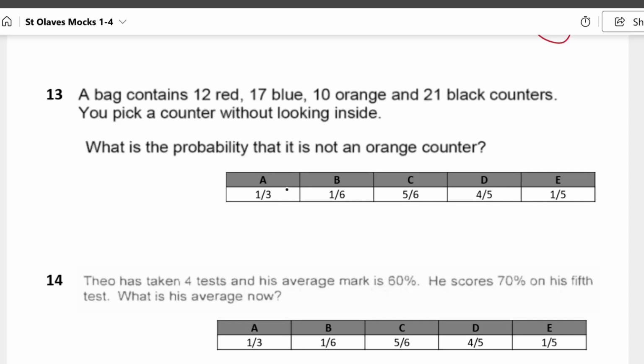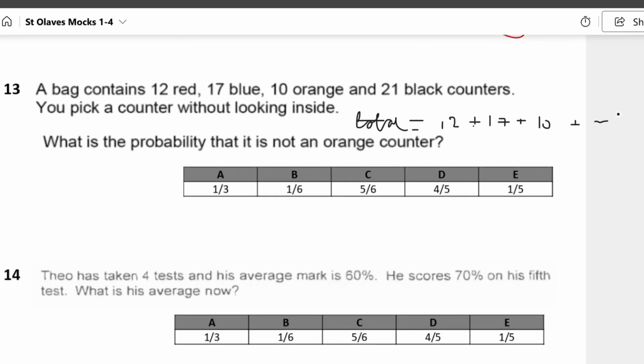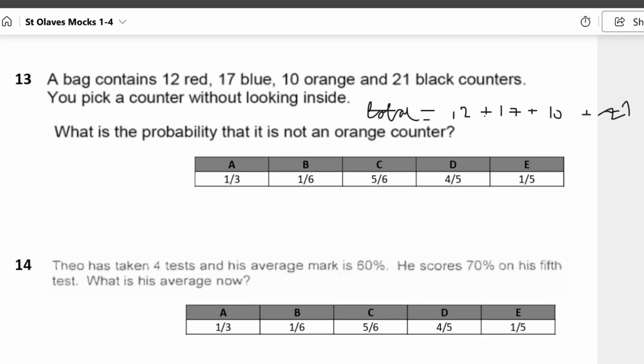For question 13, how many counters are there in total? We have 12 plus 17 plus 10 plus 21. Whoops, can you see that? Now you can. 21. If we have all these counters in total, that means we have 60 counters in total.